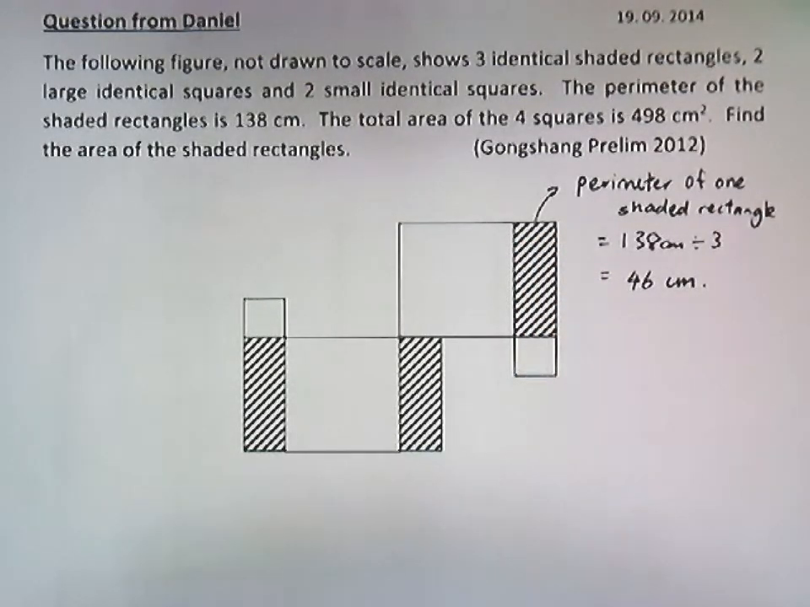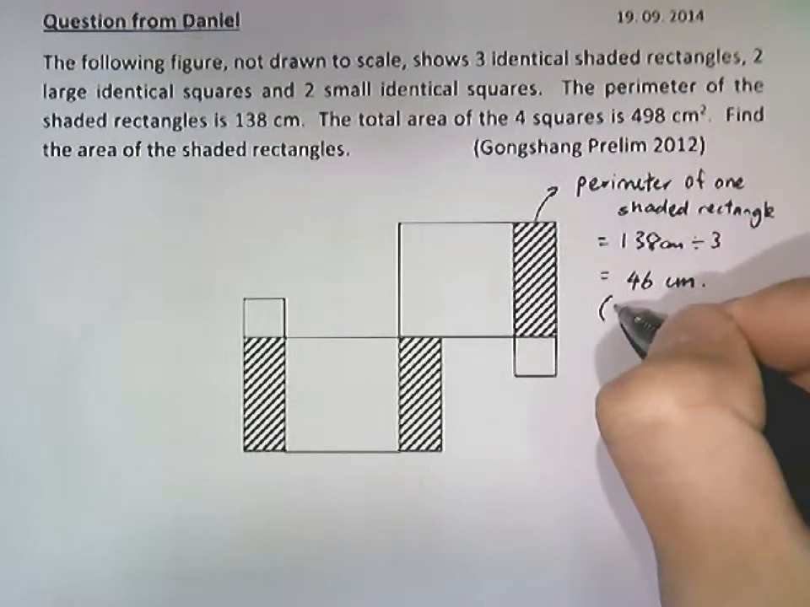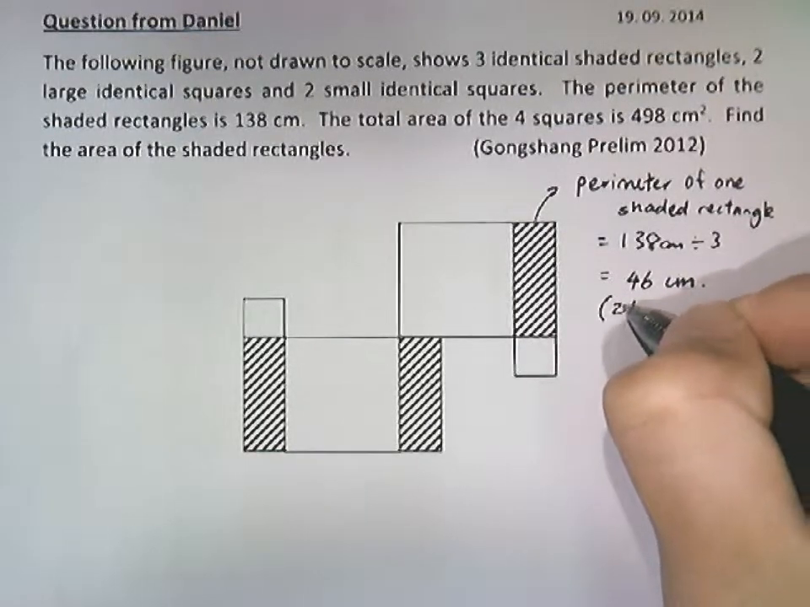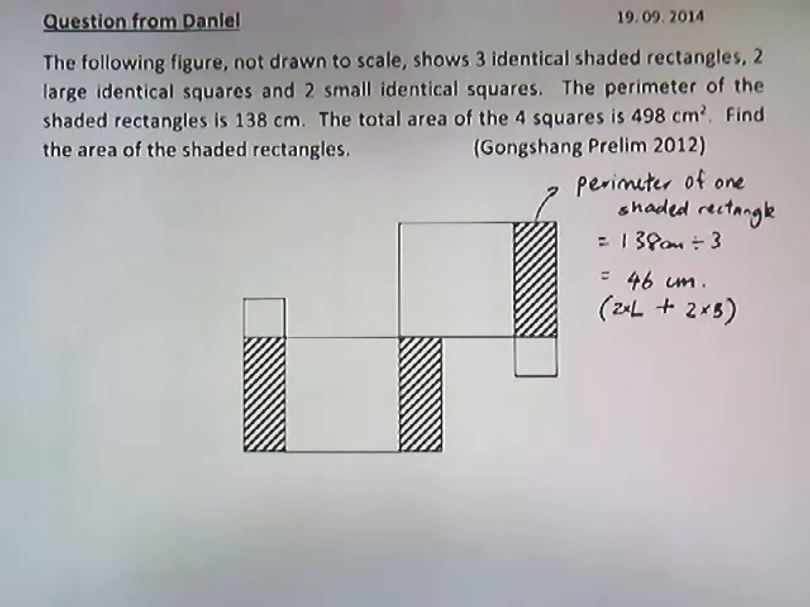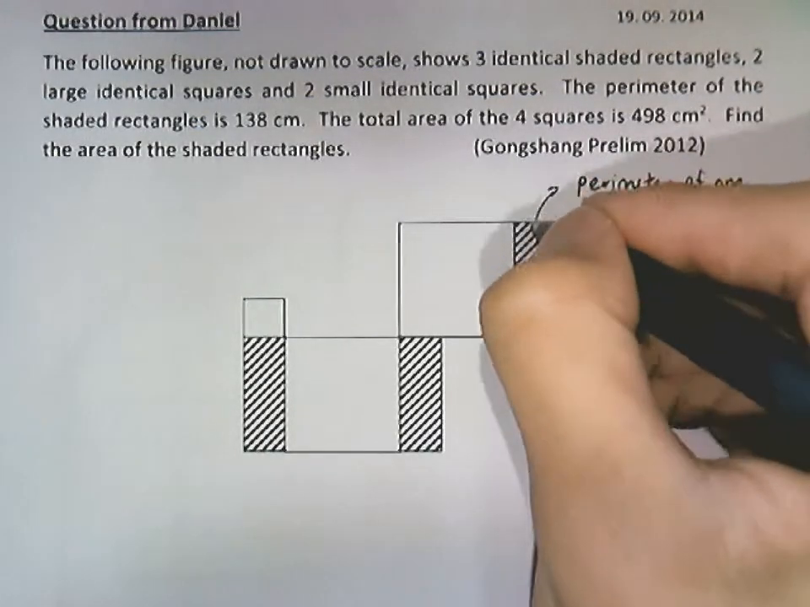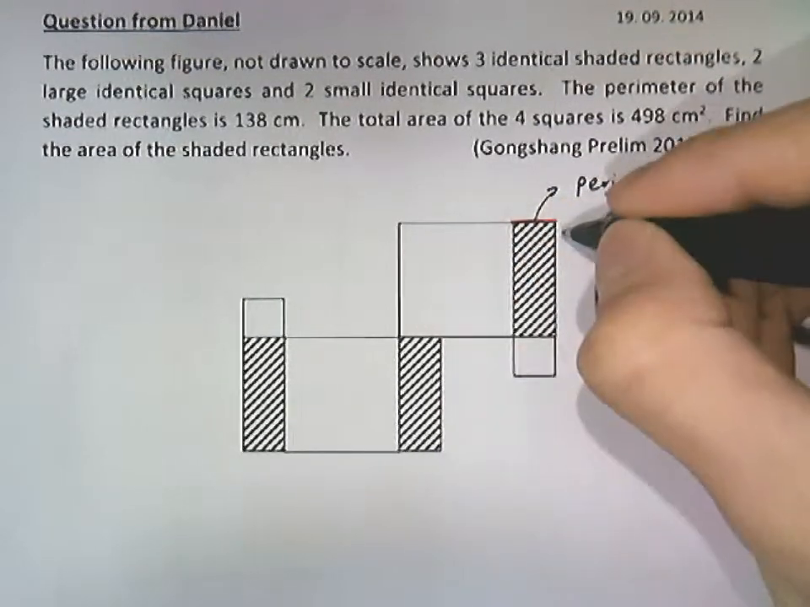I can go and find a pair of length and breadth. Because 46 is the perimeter, it requires 2 of the length plus 2 of the breadth. So I'm going to find one set first. I'll use the red color line to represent it.